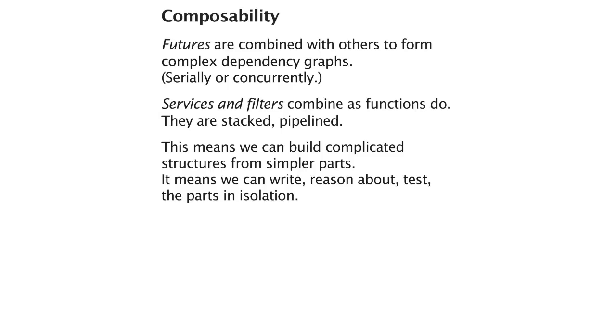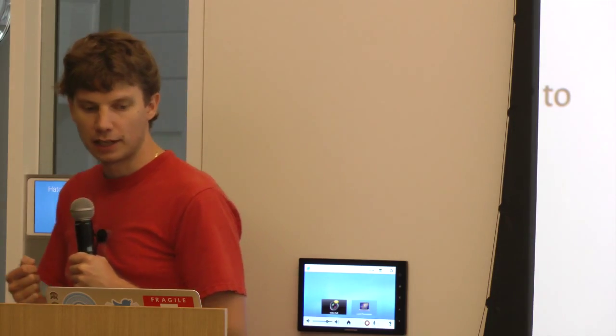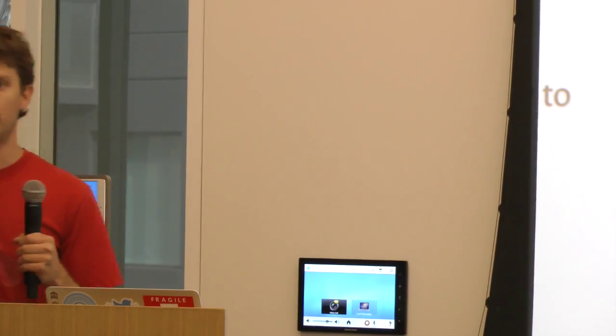The other really important thing is that all of these data structures compose in very important and interesting ways. First of all, as we all know, futures compose with other futures either concurrently or serially to form complex data flow graphs that are very simple to express and have very good and predictable behavior. And services and filters also combine in different ways, very much like functions do. You can stack them, you can pipeline them, and so on. The key part of compositionality is that it lets us build fairly complicated structures from very simple parts.